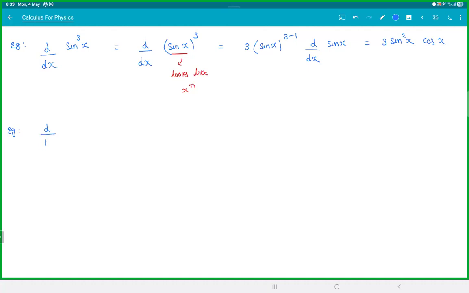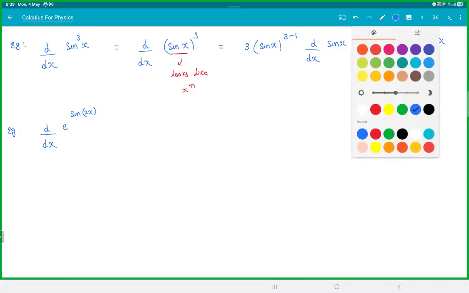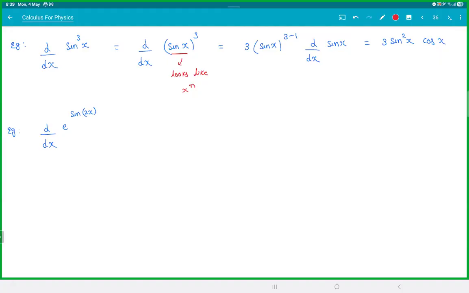Let's take one more and then we'll go ahead. What if I give you e power sine 2x? First of all, in physics we will never get a function like this, but just for fun. So again, what do we do? This is looking like e power x, but in place of x we have a function. So I'm marking the thing in red. So this is looking like e power function. So e power x's differential is e power x only. So e power sine 2x. But inside it is not x, so we differentiate sine 2x.